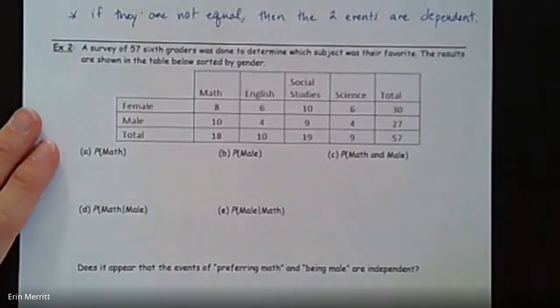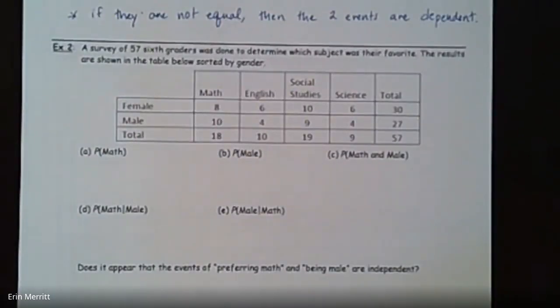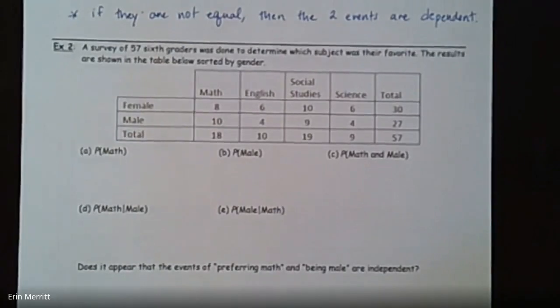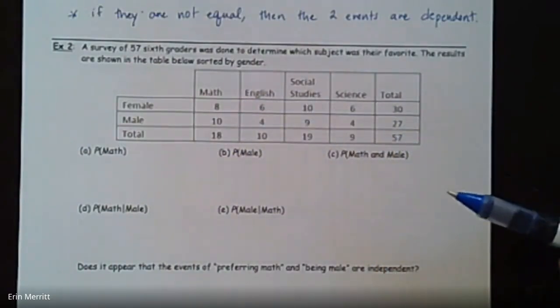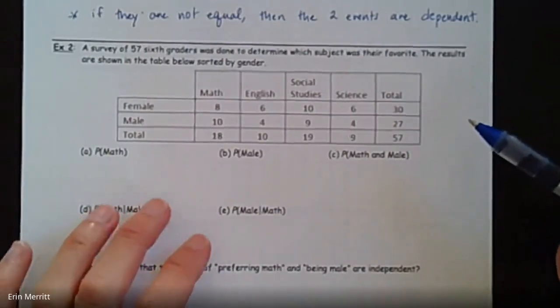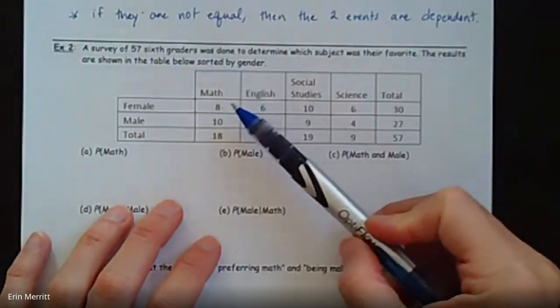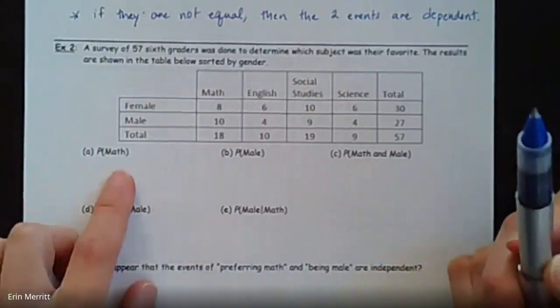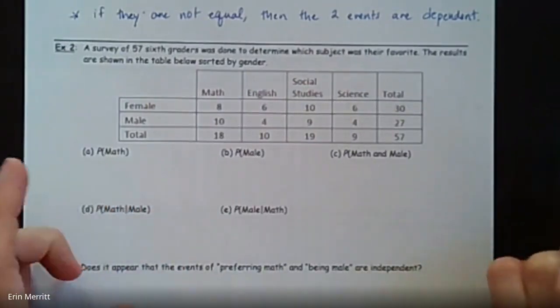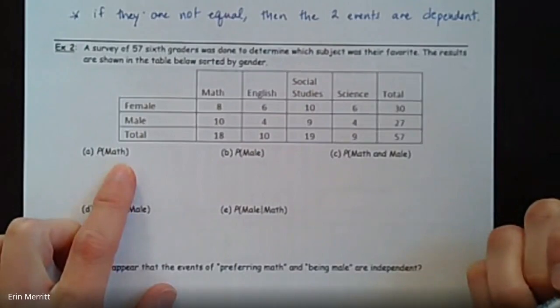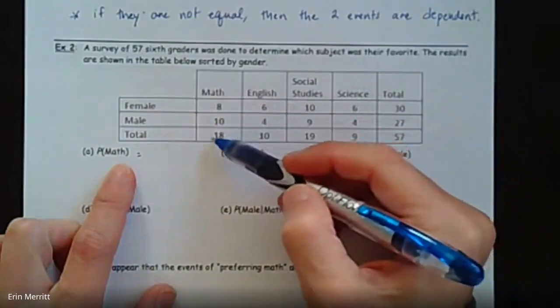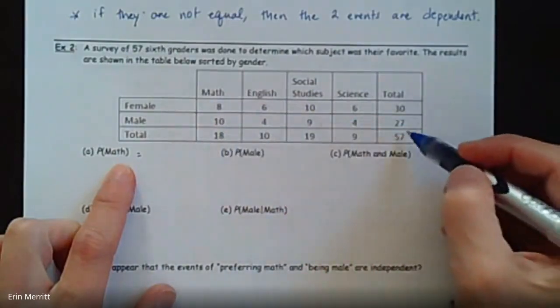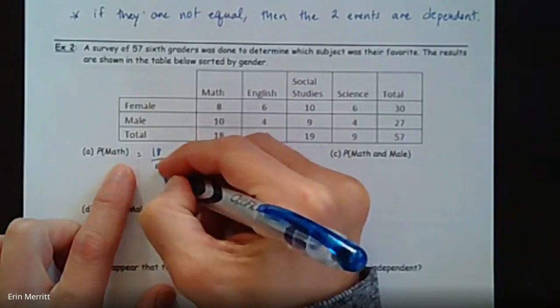Ooh, I apologize, we're a little crooked. There we go. This first one says a survey of 56 sixth graders was done to determine which subject was their favorite. Now, even though all the votes should be in the math column, we had to throw things around and make it look realistic. The results are shown, sorted by male and female, and then there are options here: math, English, social studies, science. When I ask my second grader, he just says recess, but whatever. What is the probability that math is their favorite subject? Look at the total for the math column. That's the 18 right here, out of how many total kids? 57. So 18 out of 57.